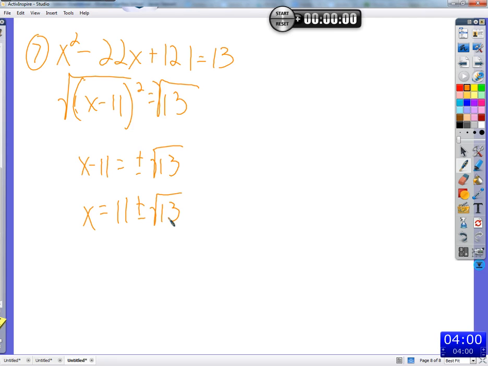Okay. Well, that's nice. It happened. It just so happens that number 7 in the homework is set up in such a way that it already was 121. It already was the perfect number to make it a perfect square trinomial, so that it factors as a perfect square. That's wonderful. And now, if we don't have that ideal number right there, then we just need to find it, mess with the equation a little bit, and make it fit our needs.